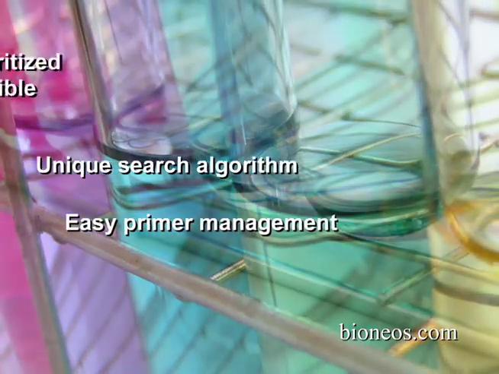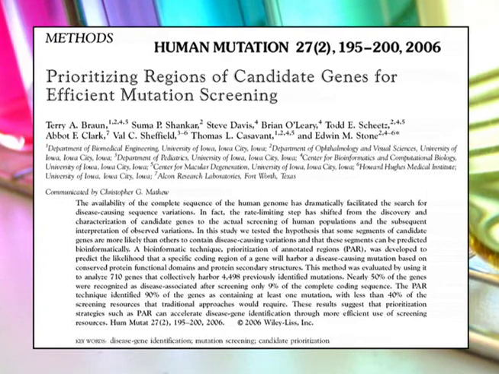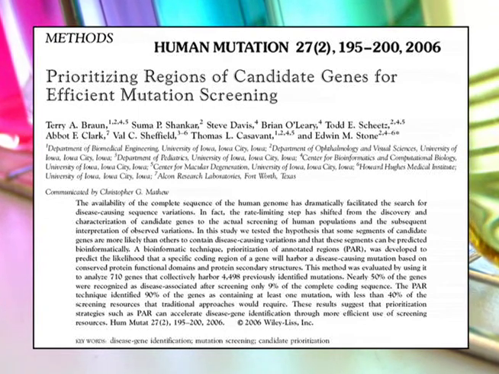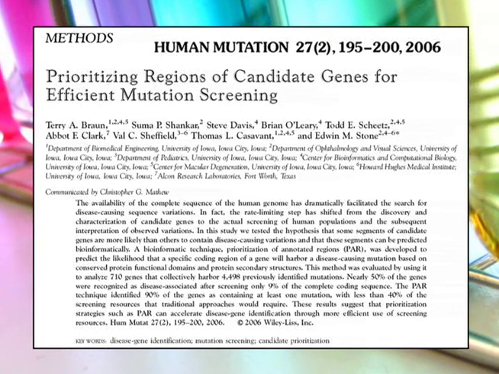For more information on the PAR algorithm, you may be interested in reading this article from Human Mutation titled Prioritizing Regions of Candidate Genes for Efficient Mutation Screening. It was published in Volume 27, Issue 2.